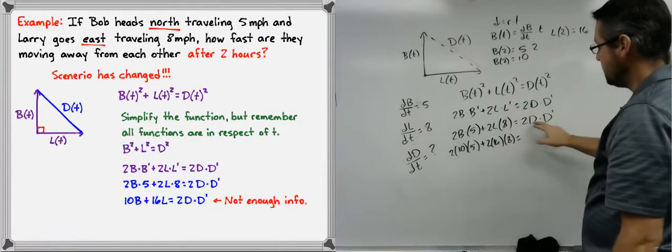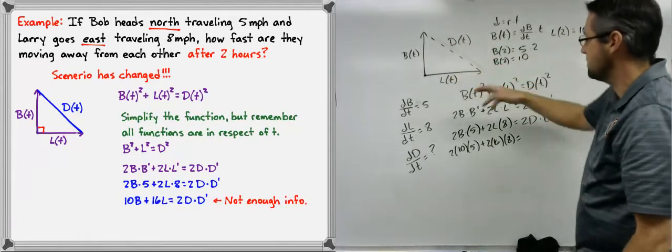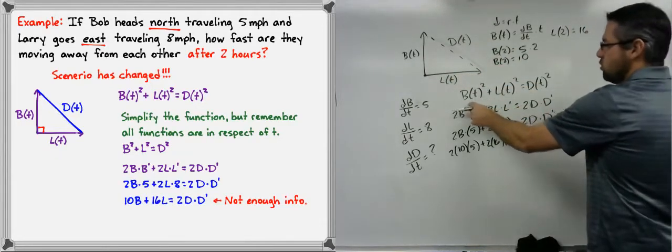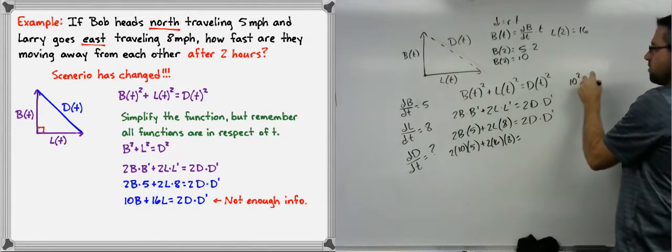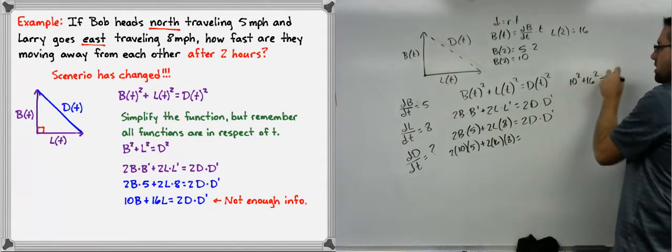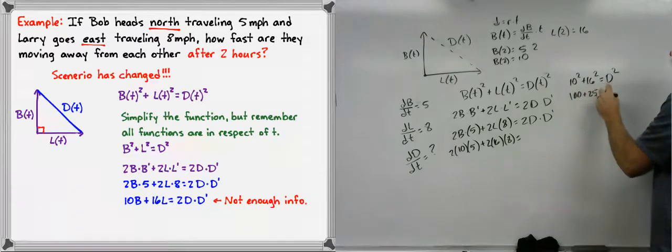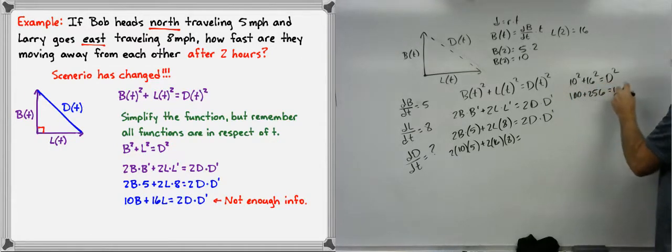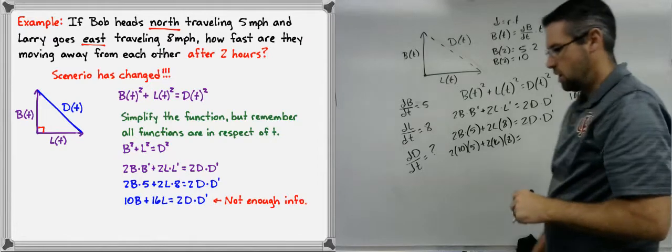Well, I can find this actual distance because now I know these distances. So we could just use the normal Pythagorean theorem here. We can say 10 squared plus 16 squared equals D squared. So that's 100 plus, I believe that's 256. So that's 356. And we'll square root it. So D equals, I don't remember what that is.